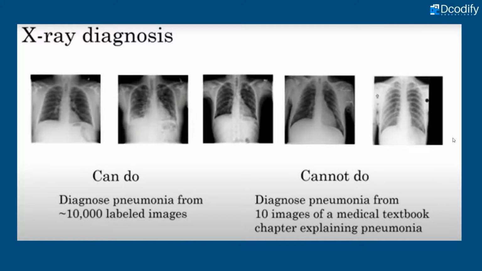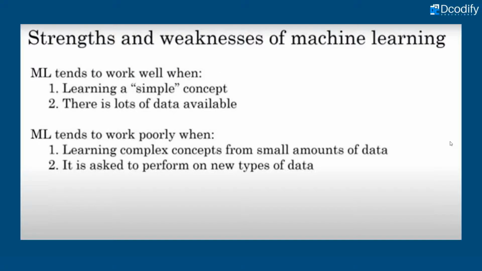So another such example we have, say, X-ray diagnosis. So what can AI do? AI can diagnose pneumonia from 10,000 labeled chest X-ray images we have. And what AI cannot do is diagnose pneumonia from 10 images from a medical textbook explaining pneumonia. Fine. So here also we have an A to B input to output mapping, where A is nothing but the labeled images, and B is the output, whether the person has pneumonia or not.